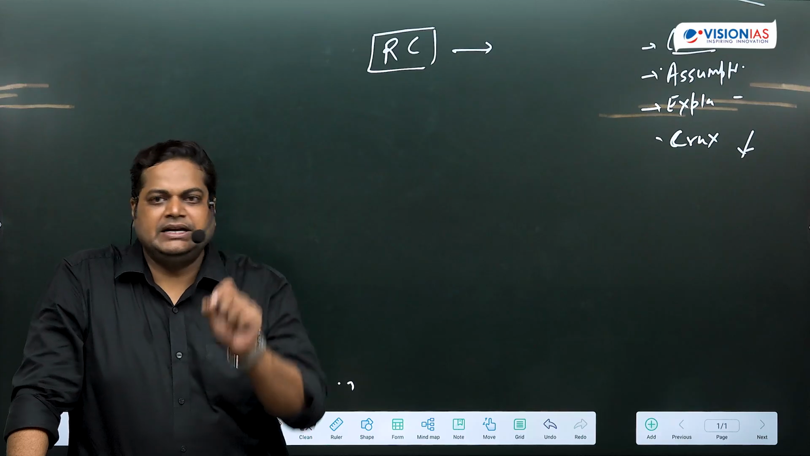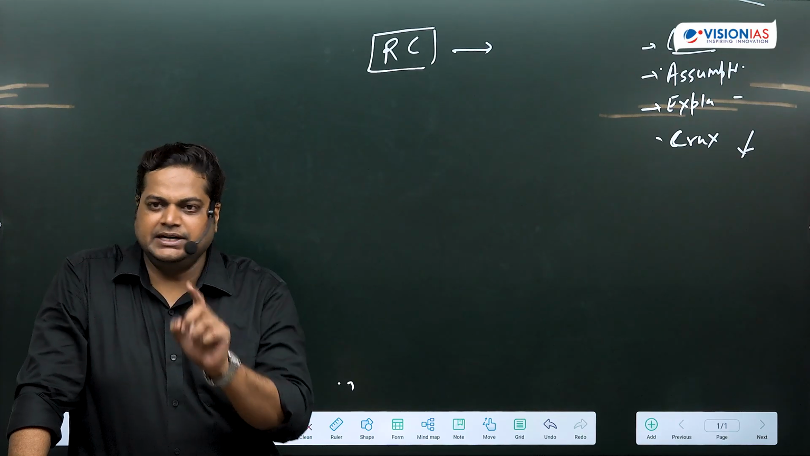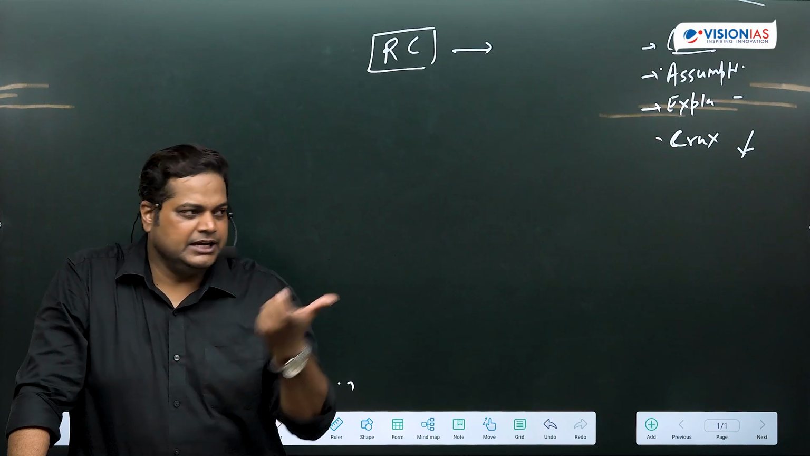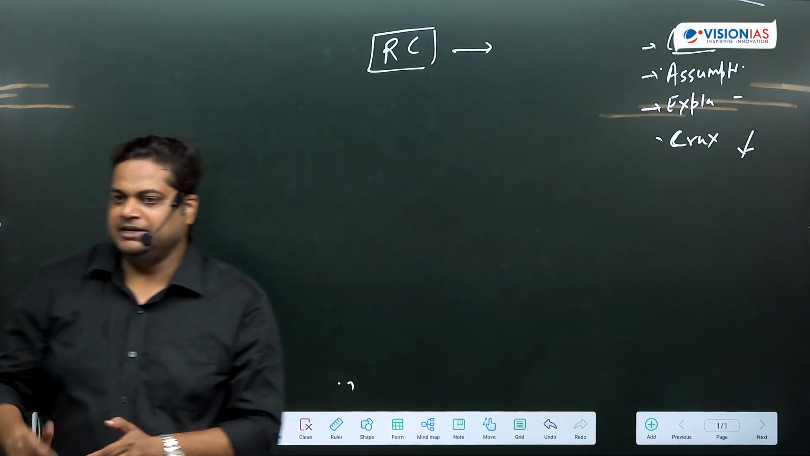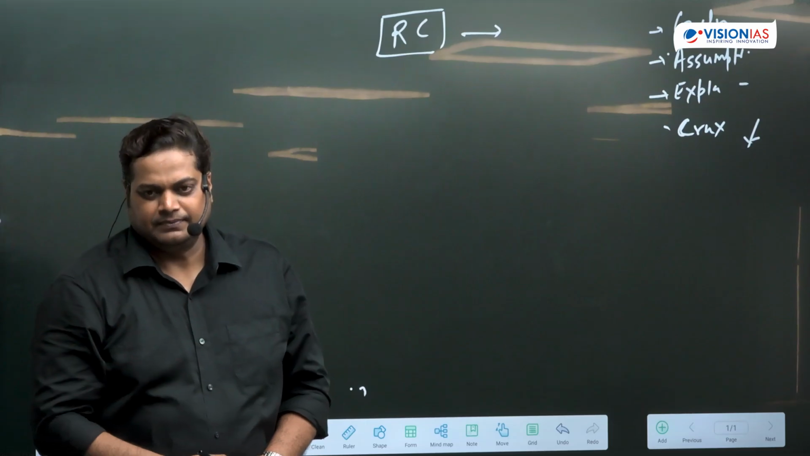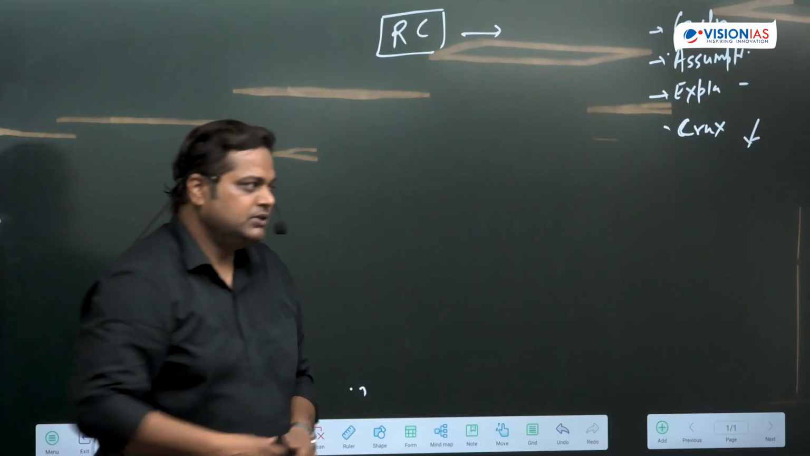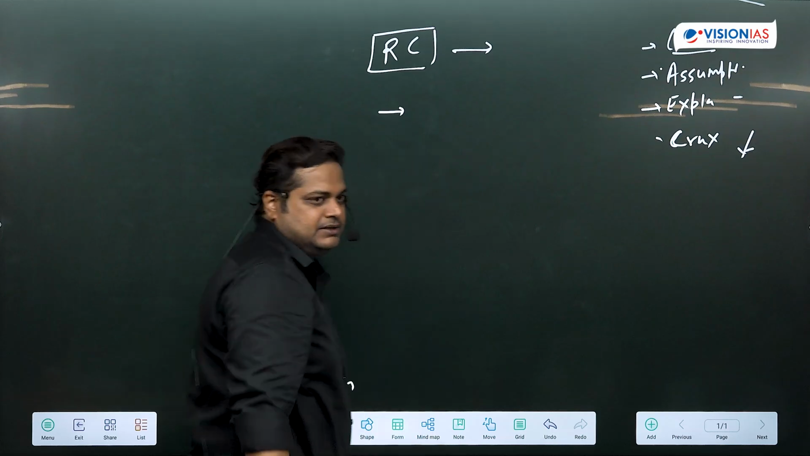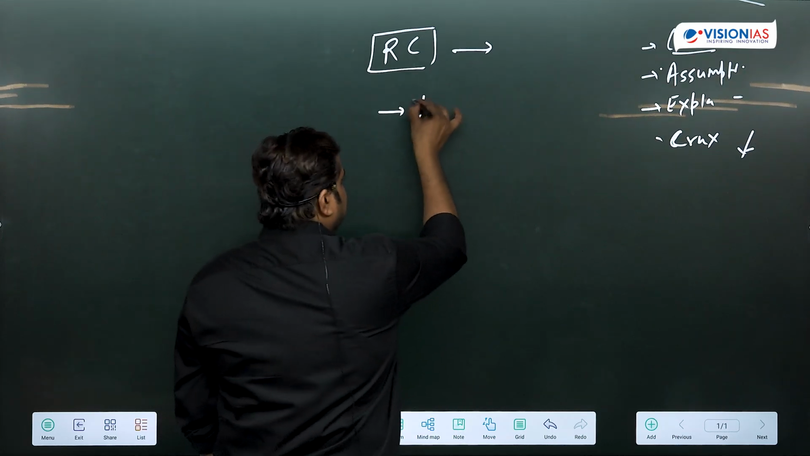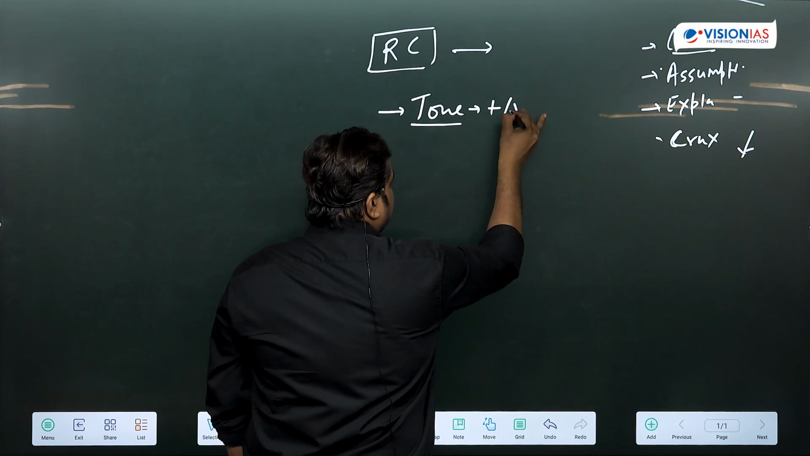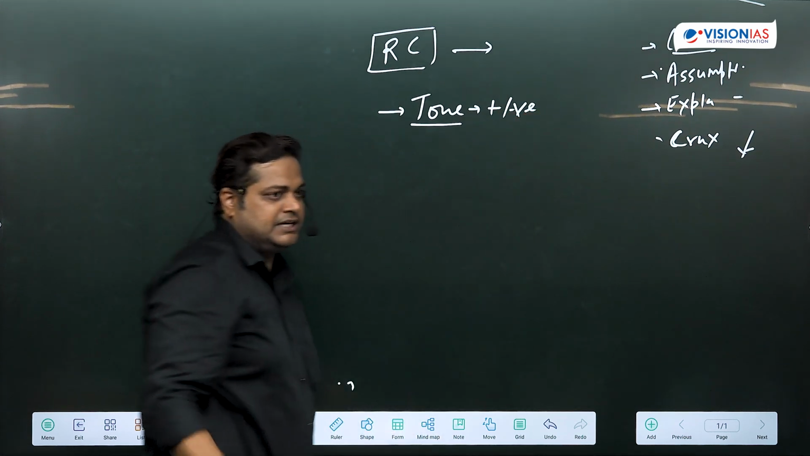Whenever we are reading any passage, like every day we read newspapers, editorials, or any book, basically we are trying to comprehend those articles. So what do we do when we are reading passages? First, we try to read the tone of the passage. Is it positive or negative? That tone we can get.